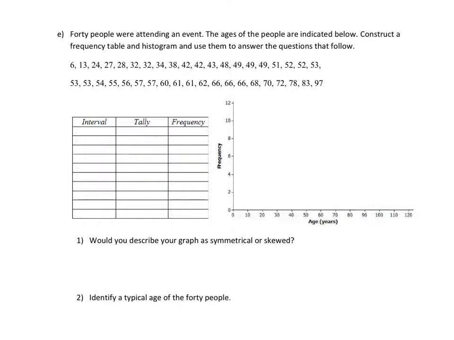Okay, so we have our lowest number. Again, this looks like it's in numerical order, which is great. Our smallest number is 6, and our largest number is 97. So really, we could probably do intervals anywhere from 0 to 100. Let's see here. We have 1, 2, 3, 4, 5, 6, 7, 8, 9, 10. We have 10 intervals. Our numbers go to 100. Let's do intervals of 10.